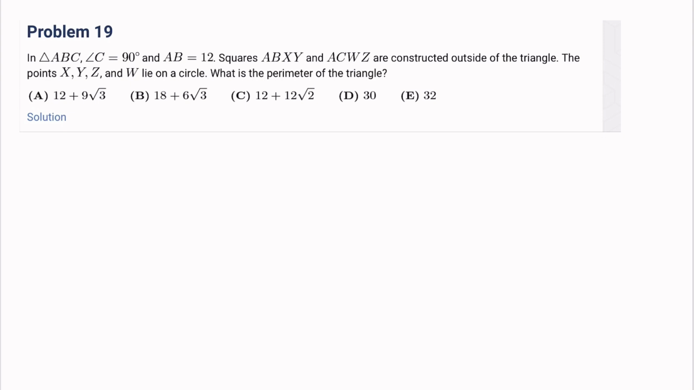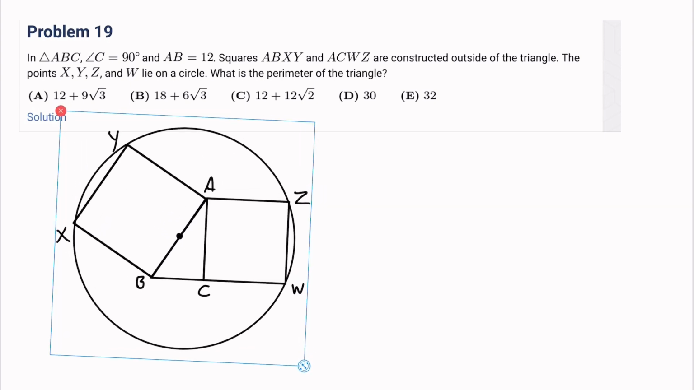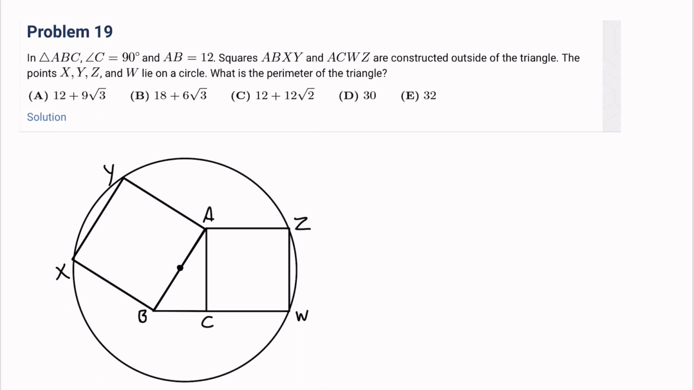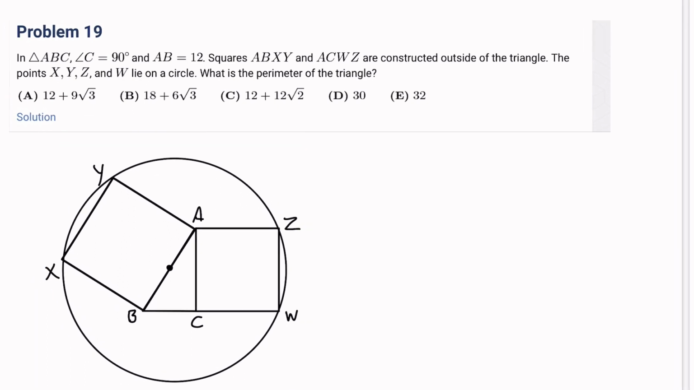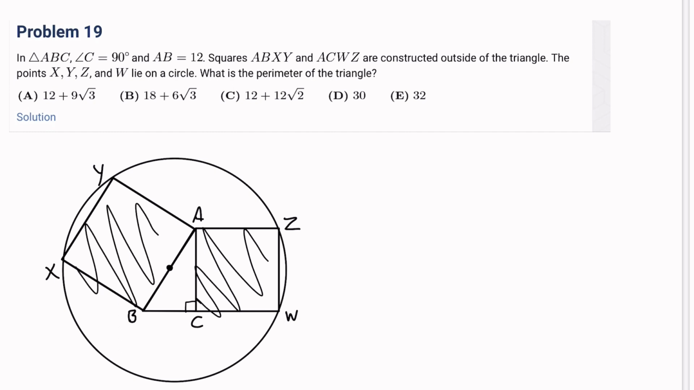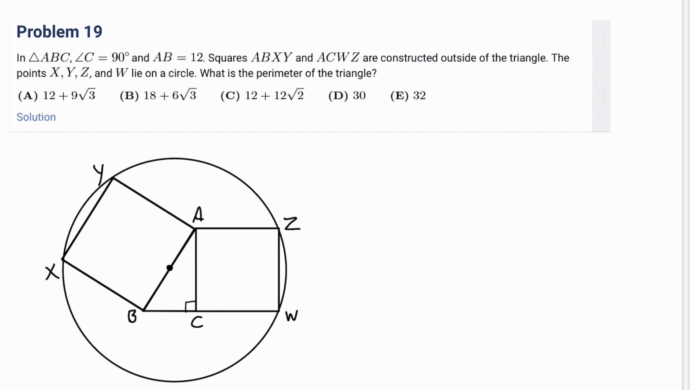Okay, so if we make this into a diagram, then we will get something like this, right? And so this is our picture. So C is a right angle, like this. And these are squares ABXY and ACWZ. And so, yeah, we also can see that the center of line AB will be the center of the circle, right?